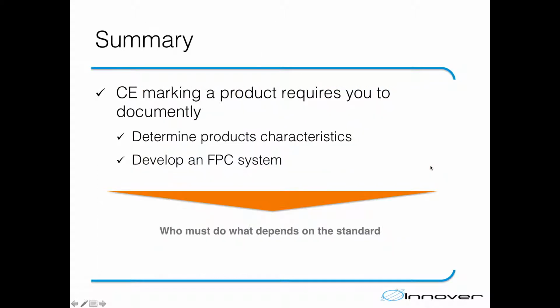And to summarize, the CE marking of a product requires you to documentally determine the product's characteristics, the essential characteristics. First, you must decide which characteristics you want to determine, and then determine them in the way that was specified in the standard. Then the CE marking also requires you to develop an FPC system that is used to verify that these characteristics are still valid. And who must do what depends on the standard.